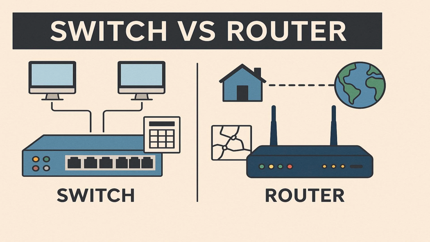A switch learns which devices are plugged into which ports by inspecting the source MAC addresses of incoming frames. It builds a table and uses it to send data only where it needs to go, reducing unnecessary traffic. Routers, in contrast, maintain a map of the network, routing tables, that help them decide the best direction for data to travel, especially when there are multiple paths.